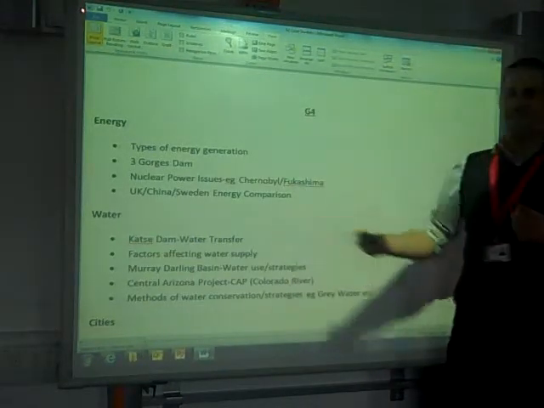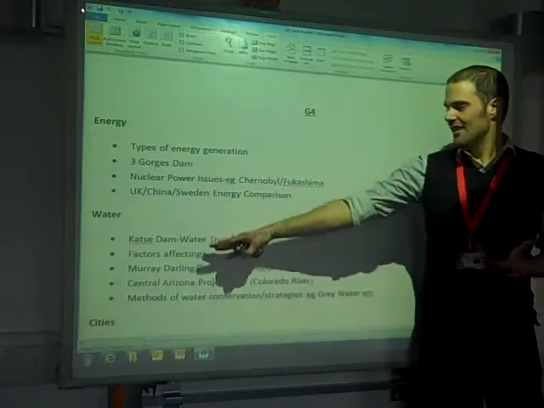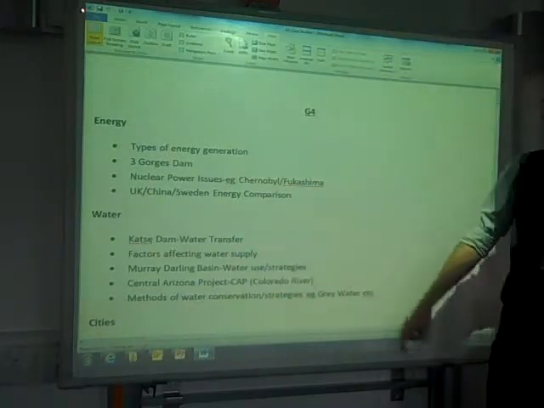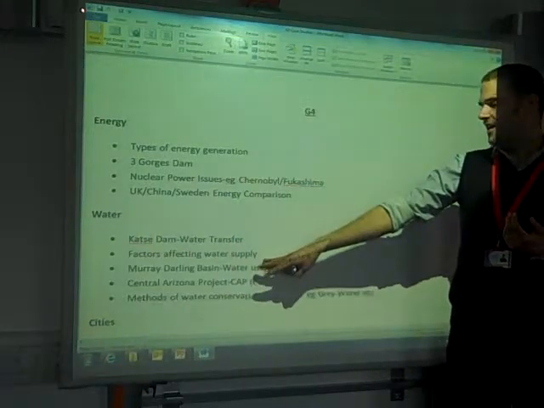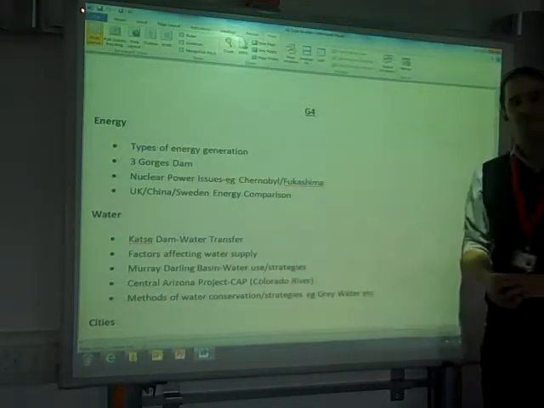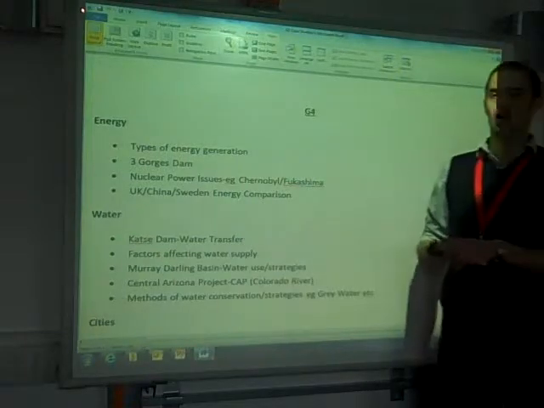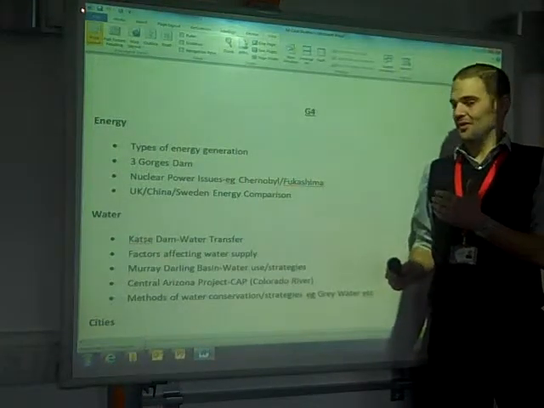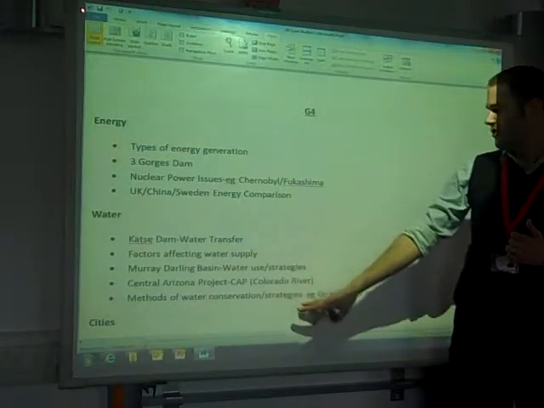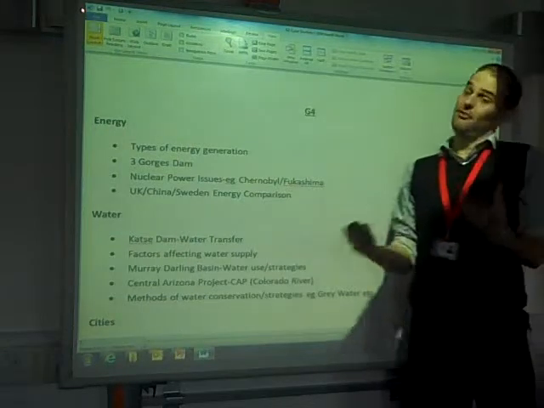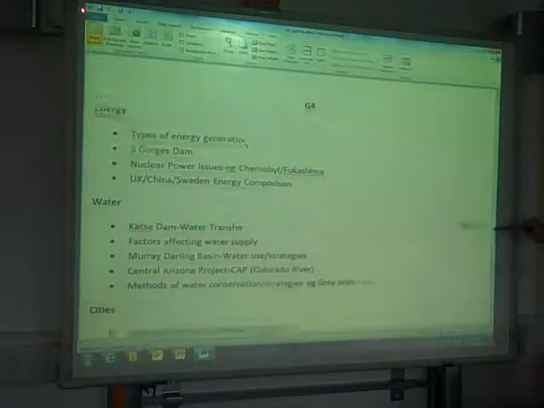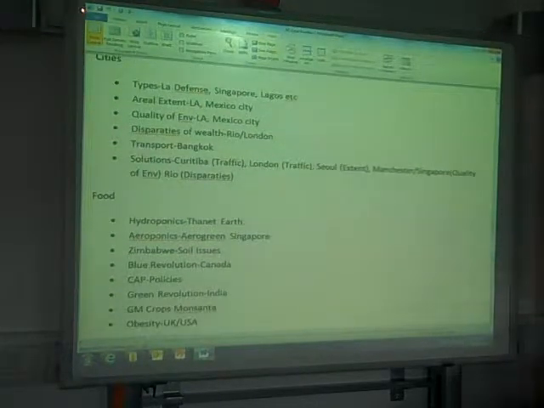Moving on to water, there are a number of useful case studies here. The Katse Dam Water Transfer Scheme in Lesotho is one that is very useful. Another one is factors affecting water supply and demand. The Murray-Darling Basin, so water use and strategies there, and the Central Arizona Project, which is in the Colorado River, something which you will also have covered in first year. Finally, in the water topic, you have methods of water conservation and strategies, so for example, reusing grey water at home.